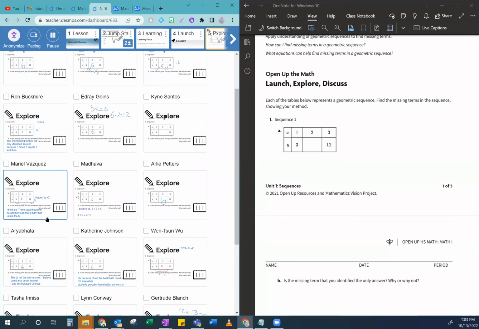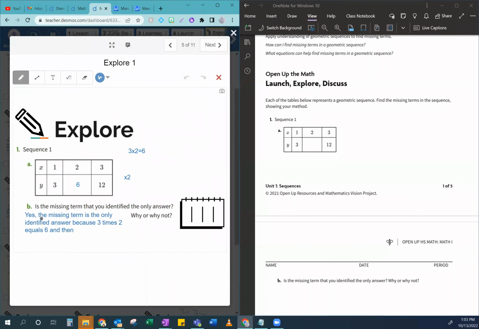Let's see. How did you get that? Oh, here, this person's explanation. So remember, whenever Ms. Johnson's asking you questions on a test, she always asks you to explain. So this person says, yes, the missing term is the only answer because 3 times 2 equals 6.